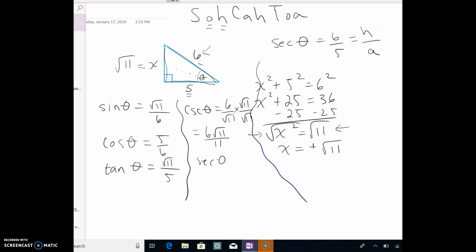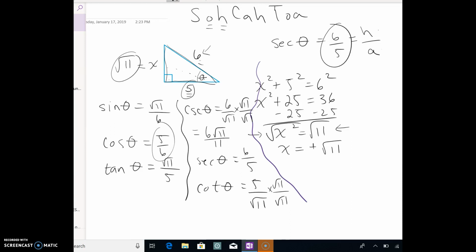The secant of theta, well, we already know the secant of theta because that's the information we were given in the beginning, but notice it's also the reciprocal of cosine. So if we flip 5 over 6, we're going to get 6 over 5. And then for the cotangent of theta, well, tangent's opposite over adjacent, so cotangent's going to be adjacent over opposite. So 5, the side that's adjacent to theta, divided by opposite, which is the square root of 11. And again, we have to rationalize it because we have a radical in the denominator. So this is the same thing as saying 5 square root of 11 divided by 11.